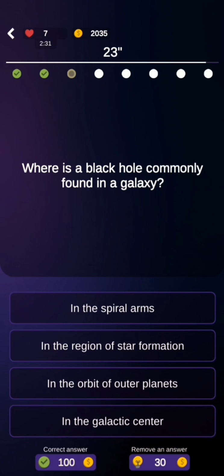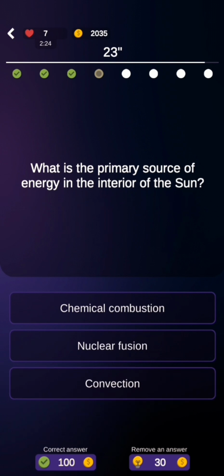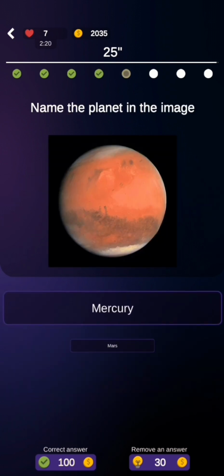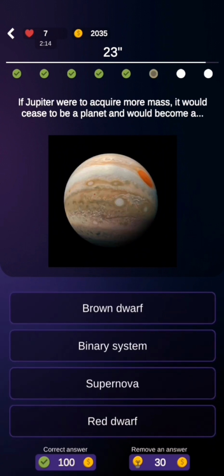Where is a black hole commonly found in a galaxy? They can be all over the place, man, but it's usually in the center. Primary source of energy in the interior of the Sun, nuclear fusion, not fission. Name the planet in the image, bro. That's Mars. I think it's Mars, right? If Jupiter were to acquire more mass, it would cease to be a planet and would become a brown dwarf star.